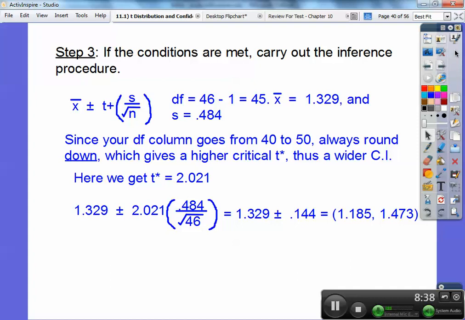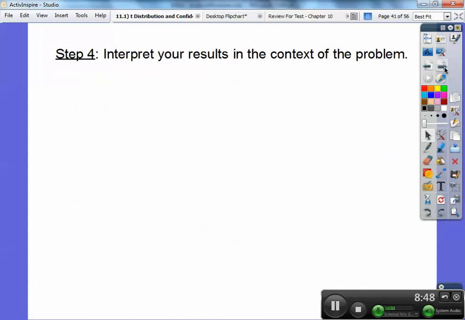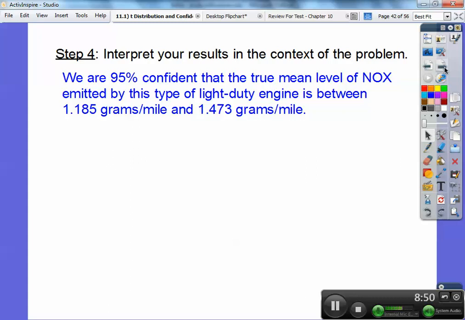Mine's still thinking. Okay, I get 1.1848 to 1.4725. Pretty darn close. So interpret your results in the context of this problem. We're 95% confident that the true level of NOx emitted by this type of light-duty engine is between 1.185 grams and 1.473 grams per mile.